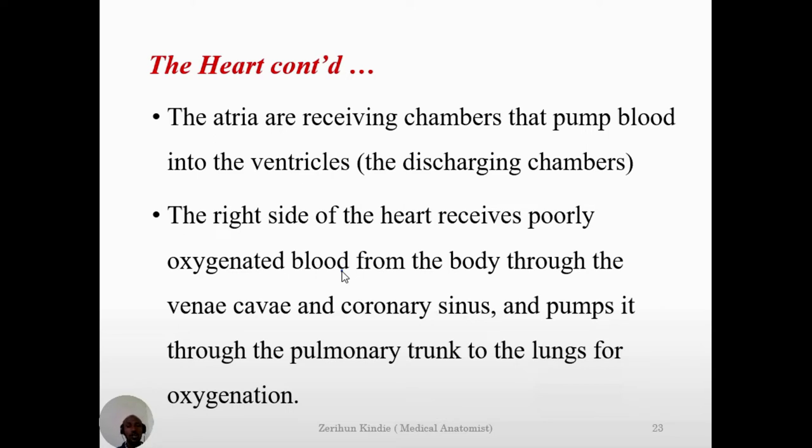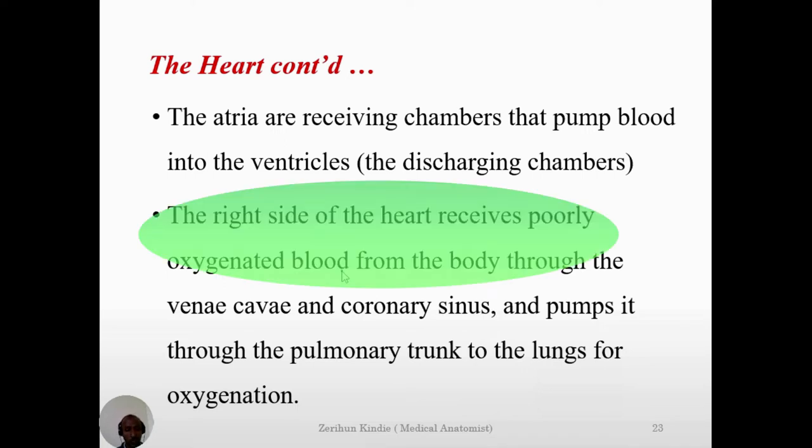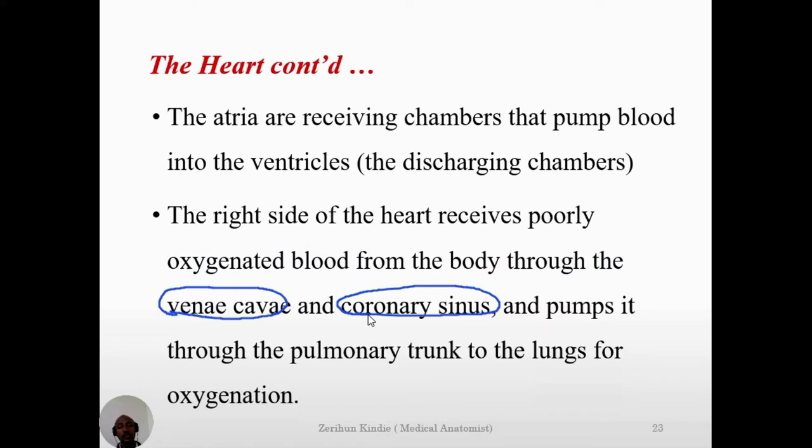The right side of the heart only receives poorly oxygenated or deoxygenated blood that comes from the vena cava, that means the superior vena cava and inferior vena cava, and the coronary sinus. The coronary sinus is a sinus which drains deoxygenated blood from the heart itself. So the heart has its own deoxygenated blood. That deoxygenated blood is drained towards the heart by the coronary sinus.